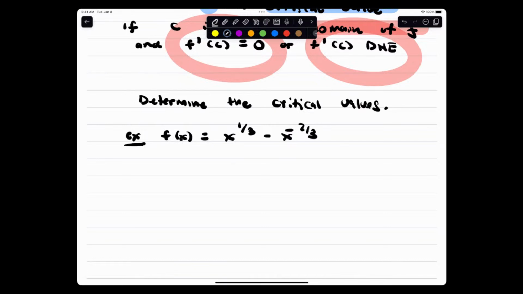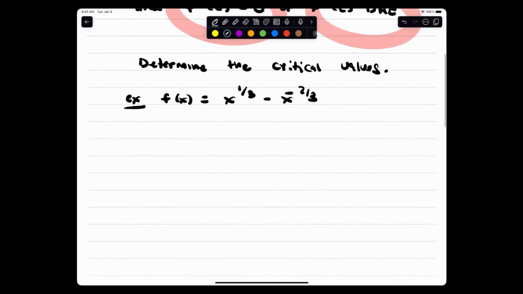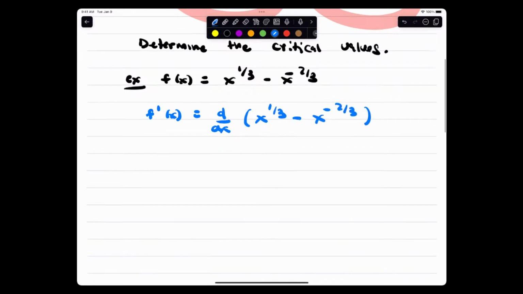All right, I just want you guys to know what's in the domain of this function. It looks like all real numbers, right? Everything works. You've got the cube root function, and you've got this, let me double check. All right. So let's find the derivative. We're looking for critical values, okay? So you're going to differentiate x to the 1/3 minus x to the minus 2/3.